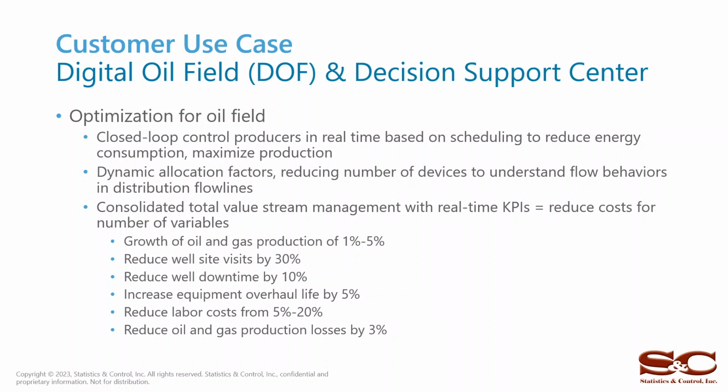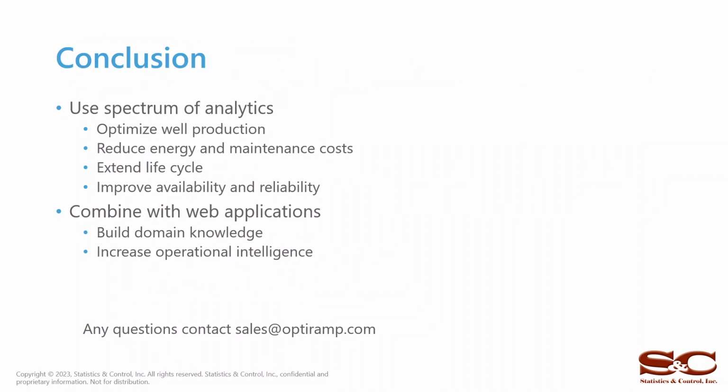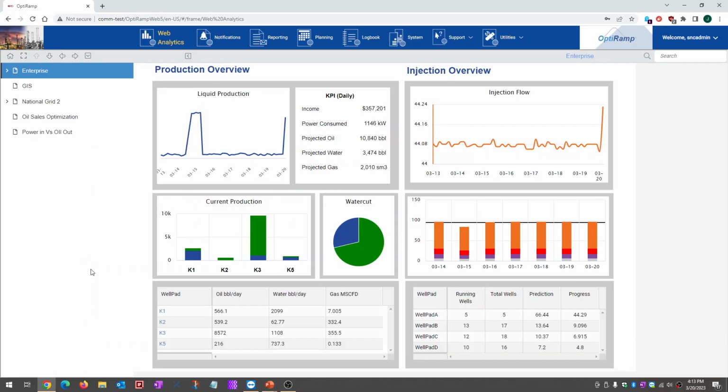So there's quite a lot to show with our software. So one of the things that we're going to do is, we're just going to go ahead and take a look at the web analytics portion of it. And so here you can see this is what the customer is actually looking at. So we have a production overview and an injection overview, and we can have just about any type of graph or chart available, and every customer wants to have their own different dashboards and KPIs to view.